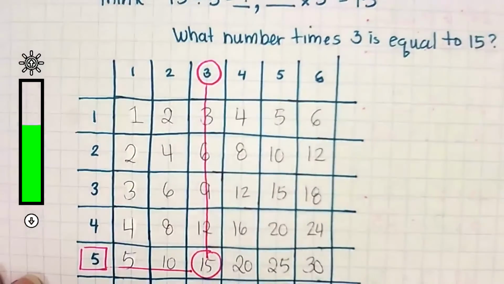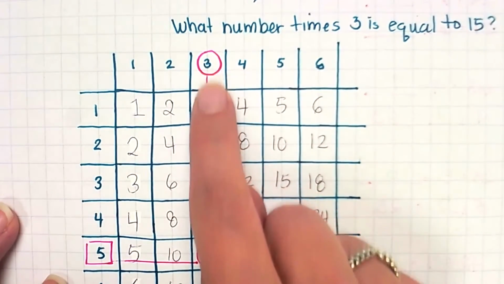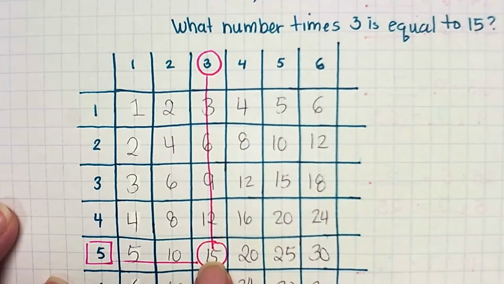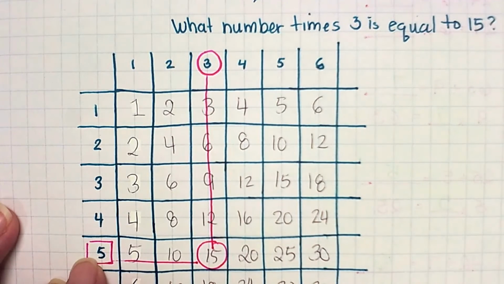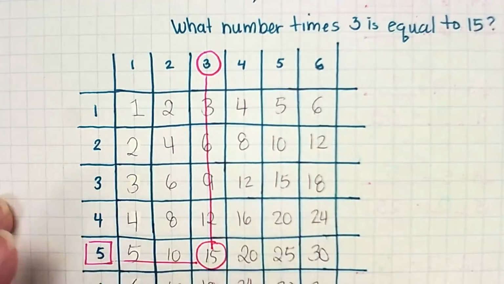So I wanted to look down from the 3 column until I got to 15. So I looked down from the 3 column until I hit 15, and then I went across and I found that my other factor is 5. So 5 times 3 equals 15.